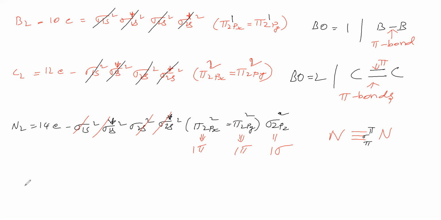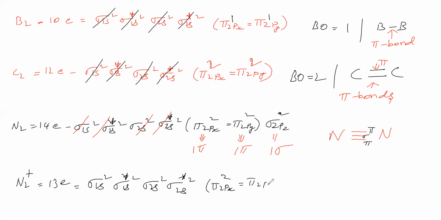Now we will take N2 plus, in the sense remove 1 electron, therefore it becomes 13 electrons. From where do we have to remove 1 electron? From sigma 2pz you remove 1 electron. Therefore the configuration is sigma 1s, sigma star 1s, sigma 2s, sigma star 2s, then pi 2px, pi 2py, then sigma 2pz with one electron. Okay, it is the electronic configuration of N2 plus.